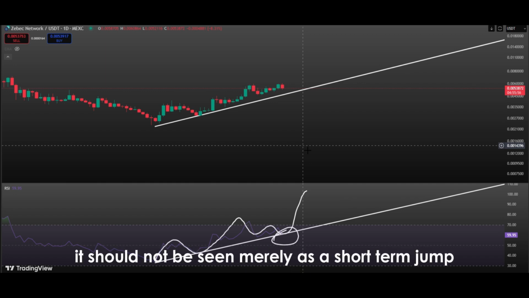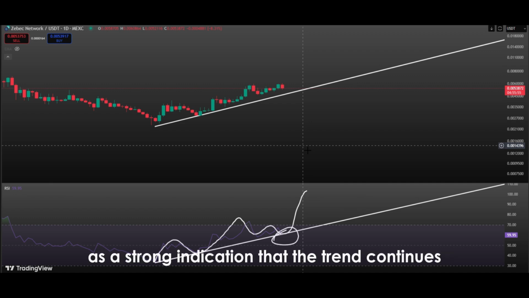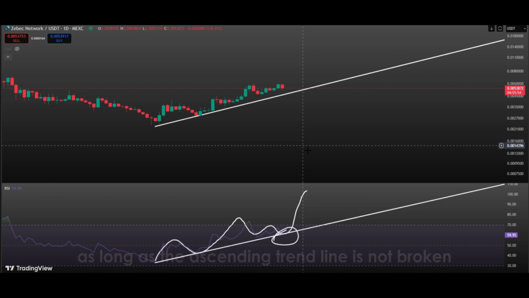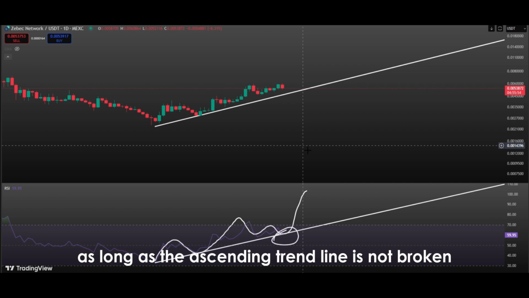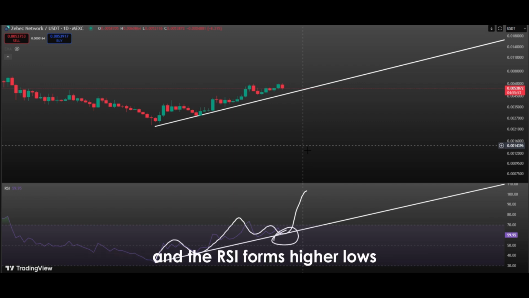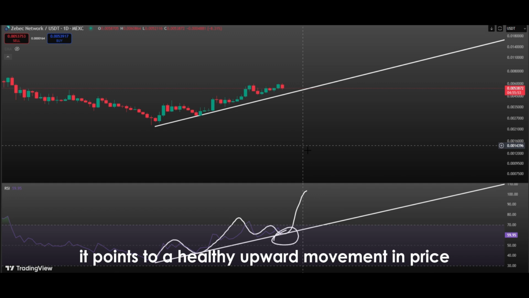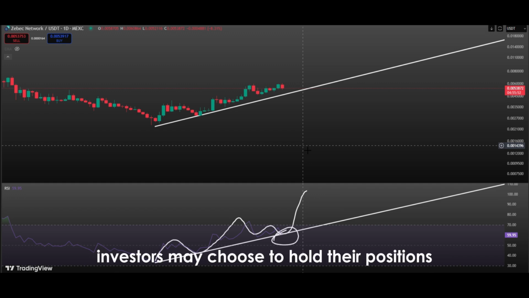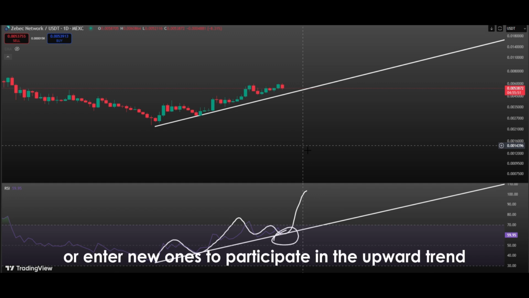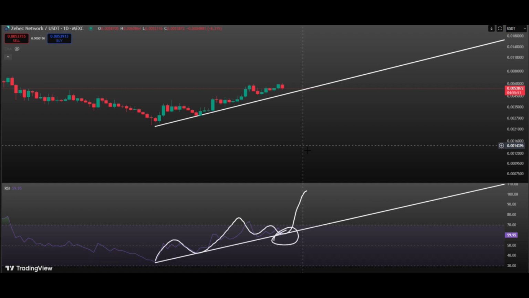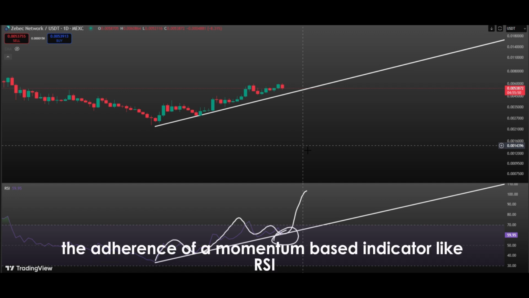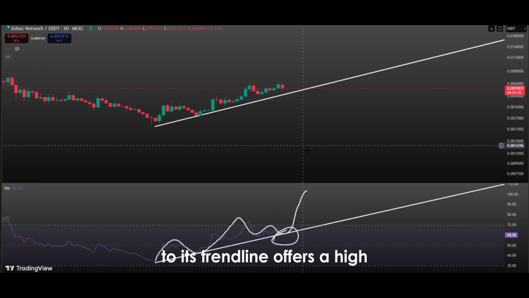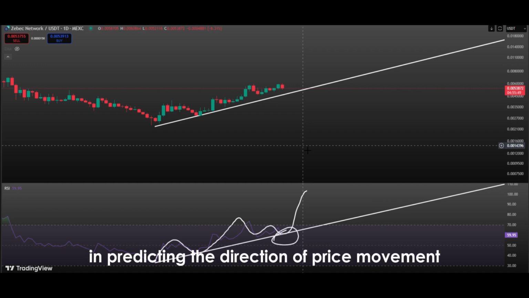It should not be seen merely as a short-term jump, but rather as a strong indication that the trend continues. As long as the ascending trend line is not broken and the RSI forms higher lows, it points to a healthy upward movement in price. In this case, investors may choose to hold their positions or enter new ones to participate in the upward trend. The adherence of a momentum-based indicator like RSI to its trend line offers a high success rate in predicting the direction of price movement.